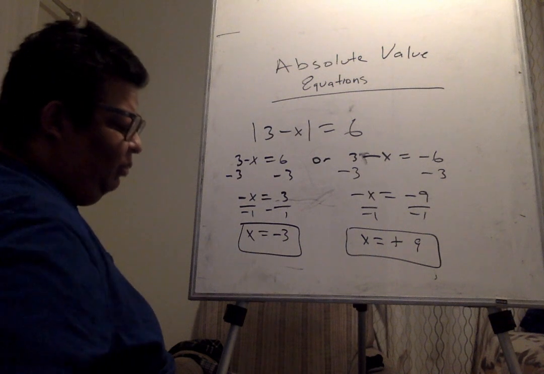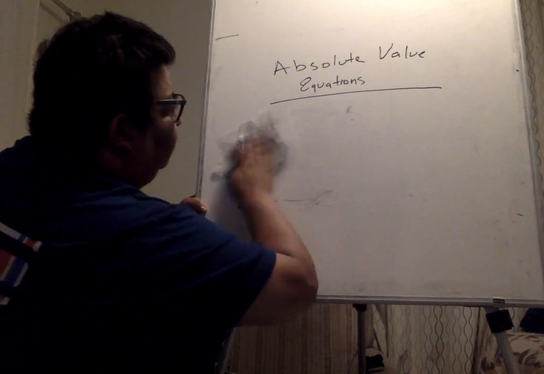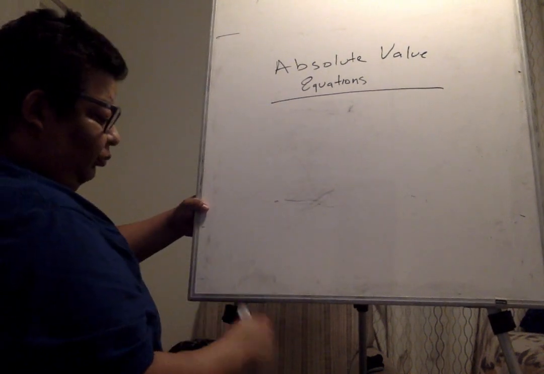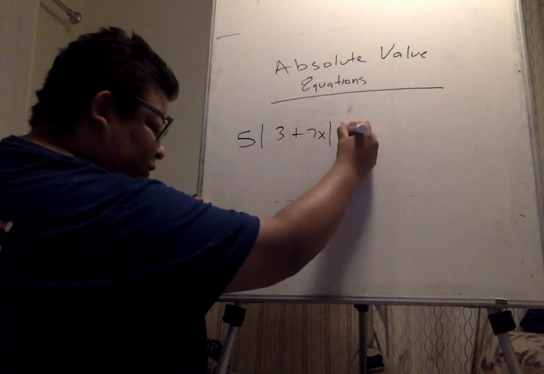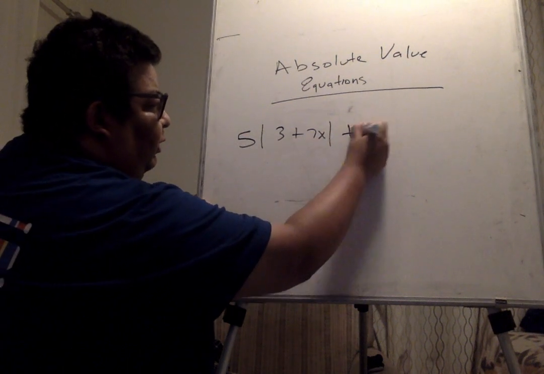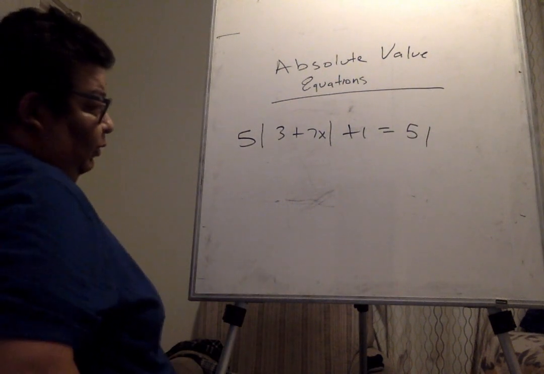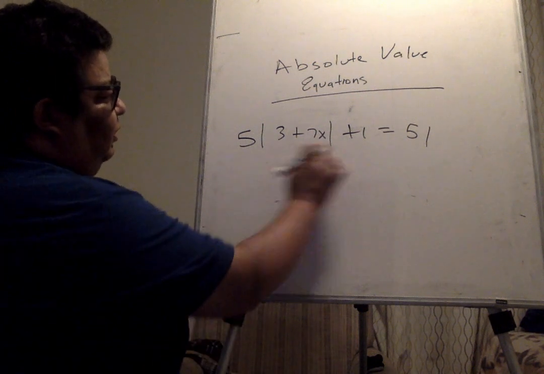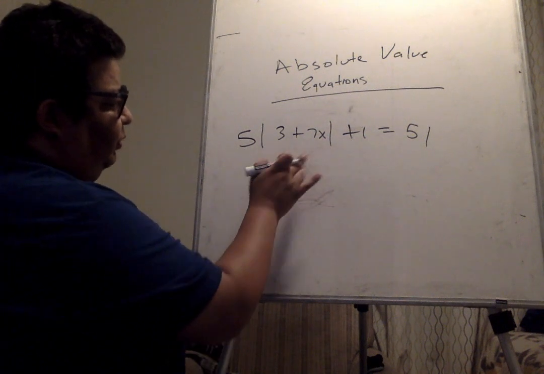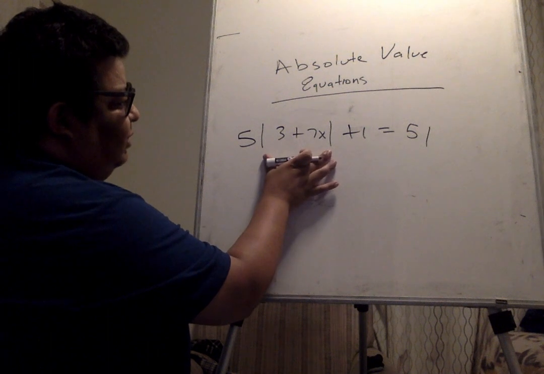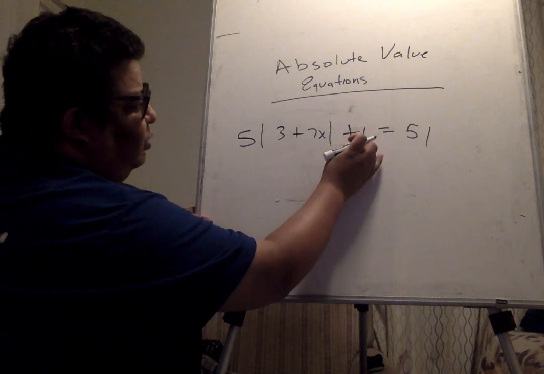The final example is going to be a little difficult because we're going to have more operations to do. It says 5 times the absolute value of 3 plus 7x, plus 1 equals 51. Notice we have a sum, we have multiplication, and we have the brackets. The first step is to leave the bracket by itself on the left side and move the other numbers to the right. We do it just like a two-step equation.